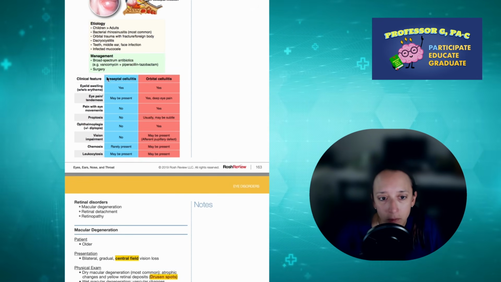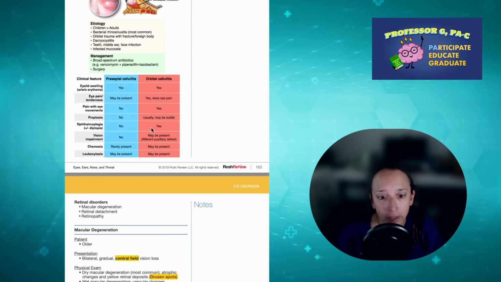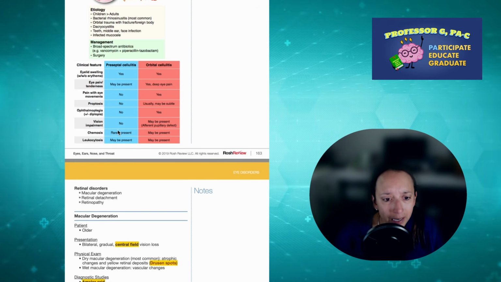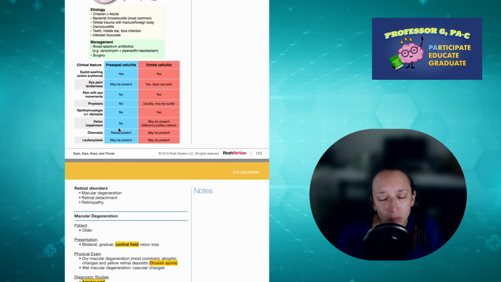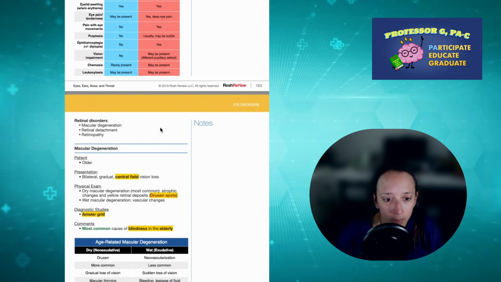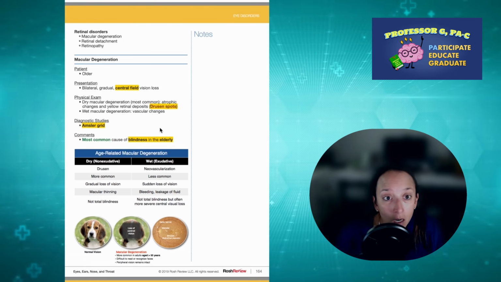So you need to know the difference between preseptal cellulitis and orbital cellulitis. For preseptal cellulitis, a lot of times we can send the patient home on oral antibiotics if it's not too bad.